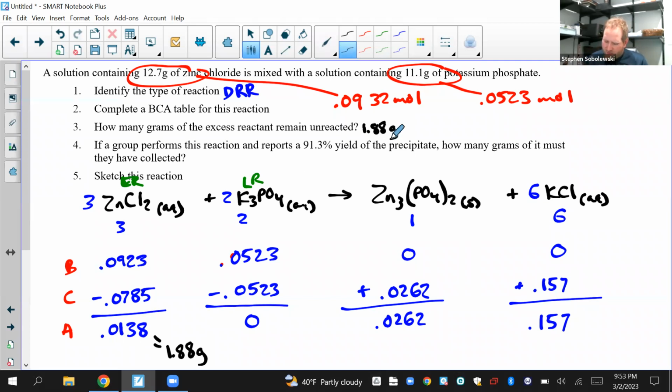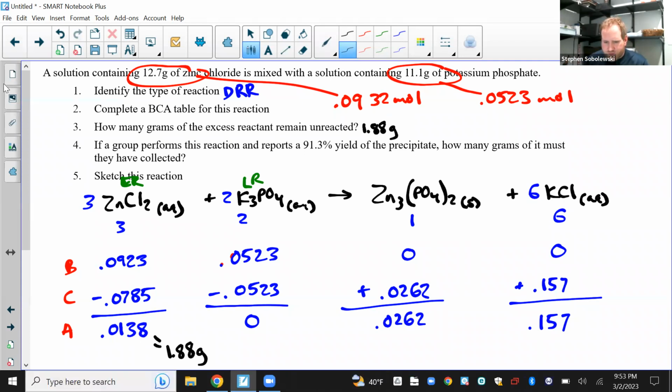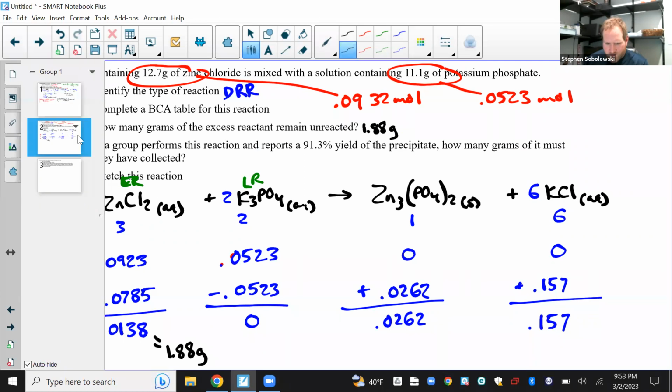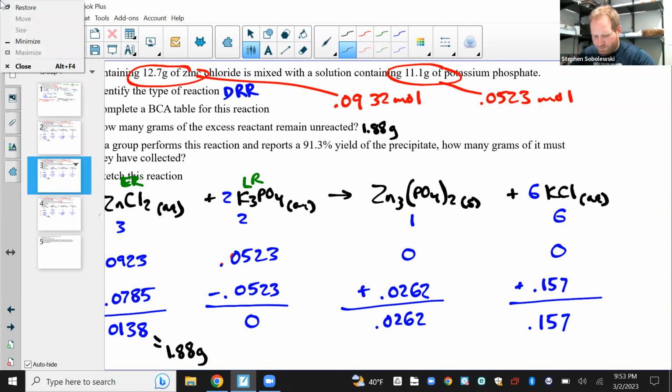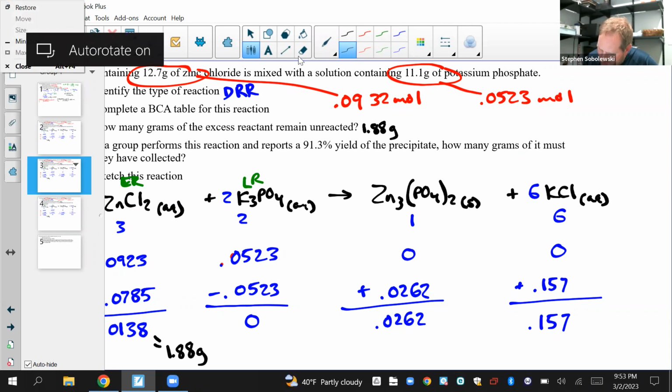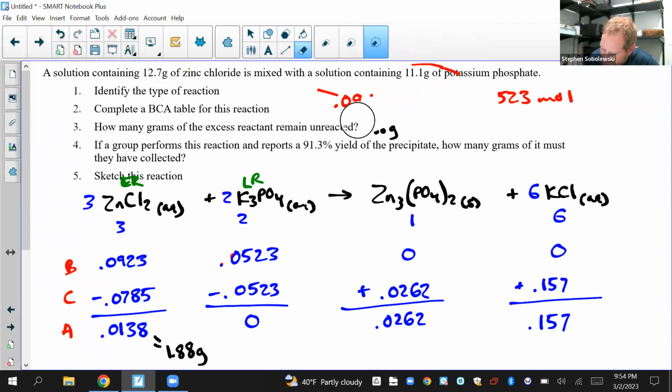All right, if this group performs this reaction and reports a 91.3% yield, how many grams of it must they have collected? All right, I think I'm going to clear up some space here. Let me clone this page, just give myself a little more room. I think I'm going to do it again for my sketch. Okay, switch this back to tablet mode. All right, so let me erase some of this just to make room.